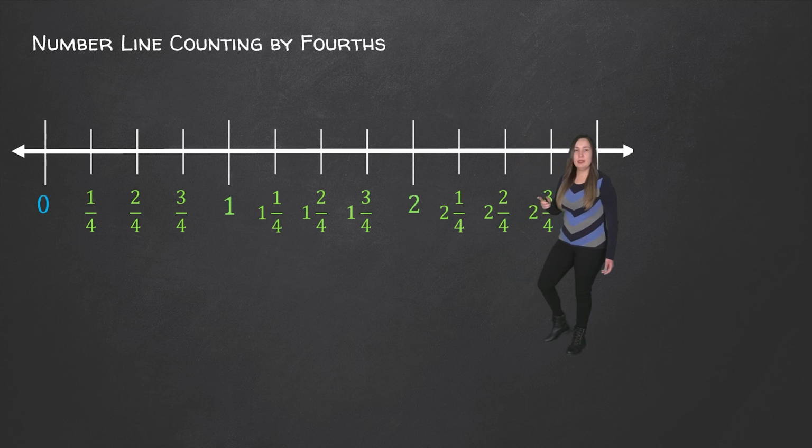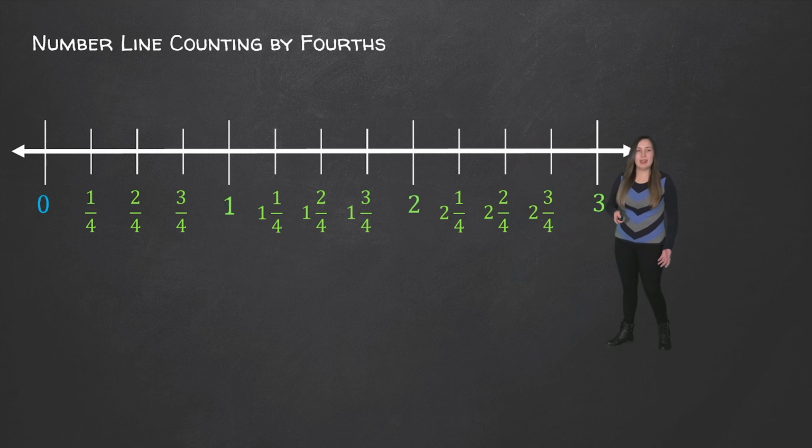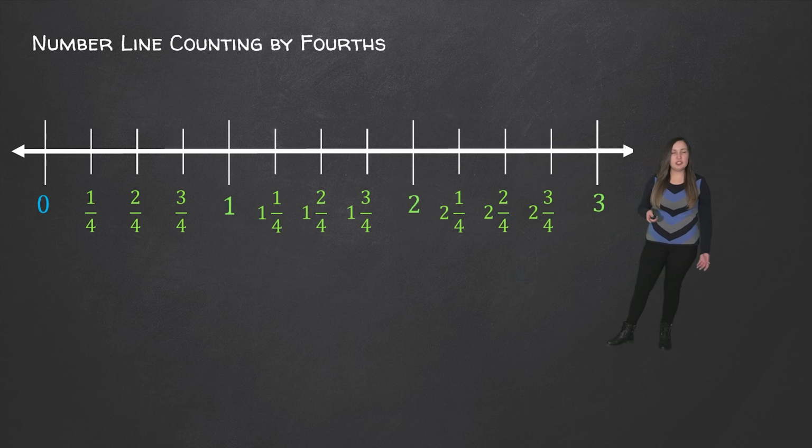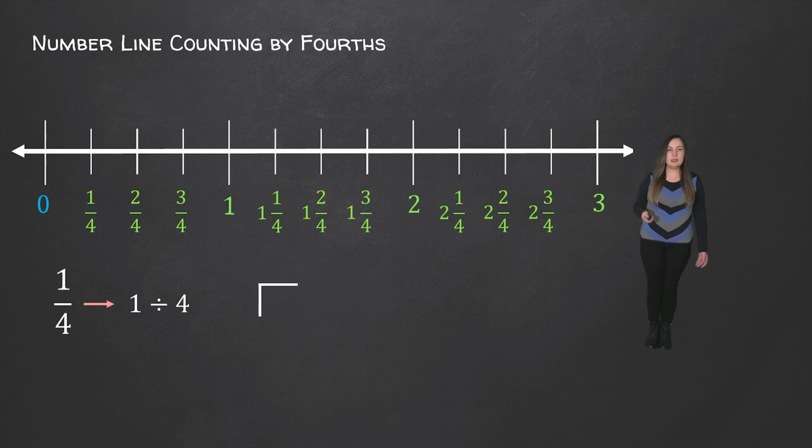So let's take our number line, and now we're going to take our fractions and write them as decimals. So if we start off with 1/4, in order to convert 1/4 into a decimal, we have to divide the numerator by the denominator. So 1 divided by 4, where 1 is our dividend and 4 is our divisor. Then we ask ourselves, how many times does 4 go into 1?